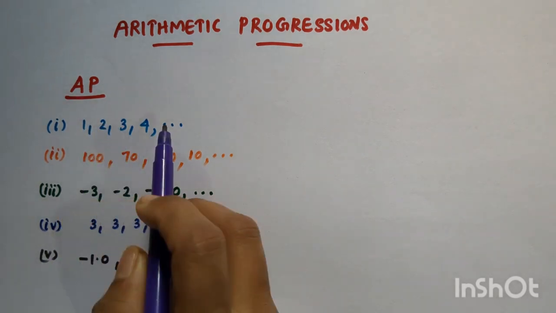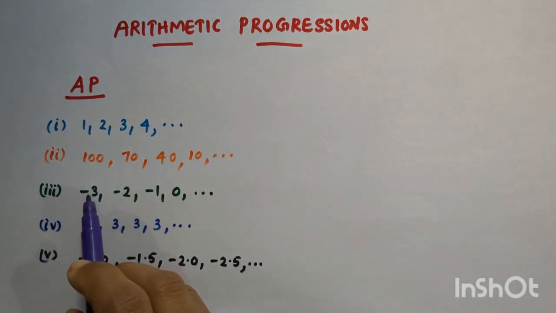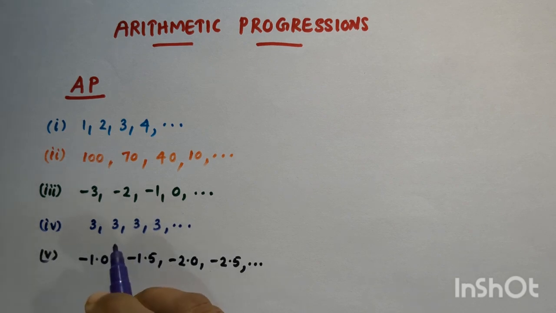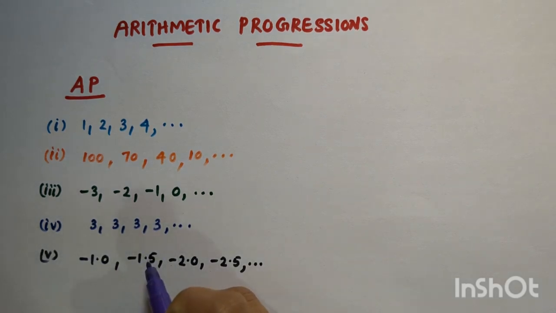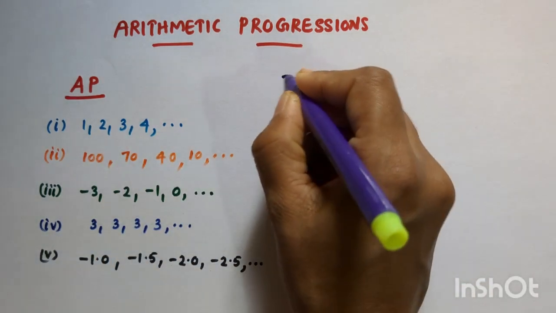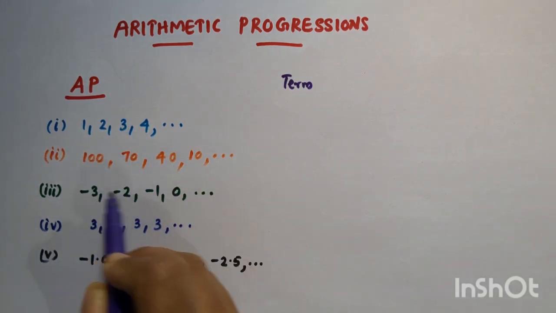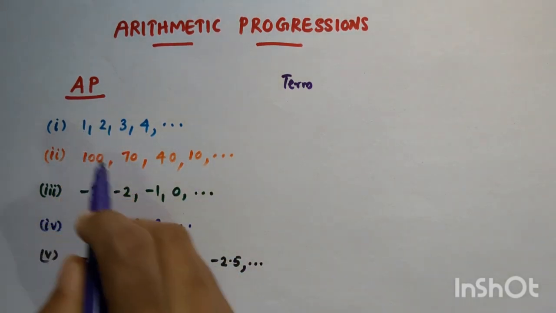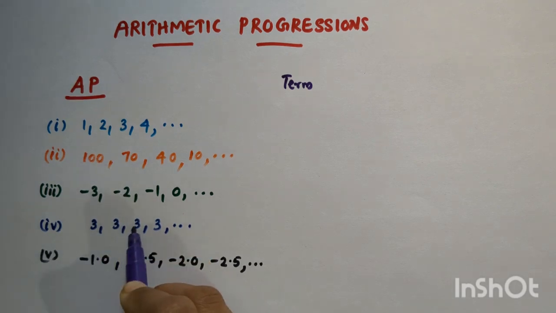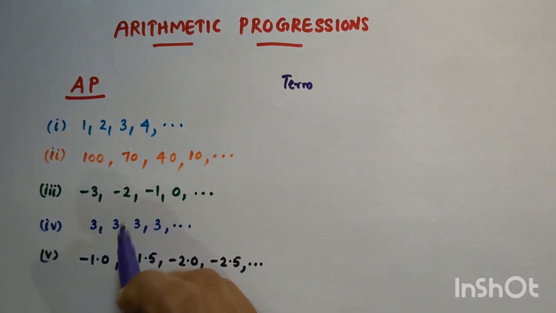The first one is 1, 2, 3, 4. Second list of numbers: 100, 70, 40, 20, etc. Then the third list is minus 3, minus 2, minus 1, 0, etc. And the fourth list and fifth list are given here. So you see, each of the numbers in this list is a term. So 1 is a term, 70 is a term, minus 2 is a term, 3 is a term, minus 1.0 is a term. Now in each of these lists, 4 terms are given.